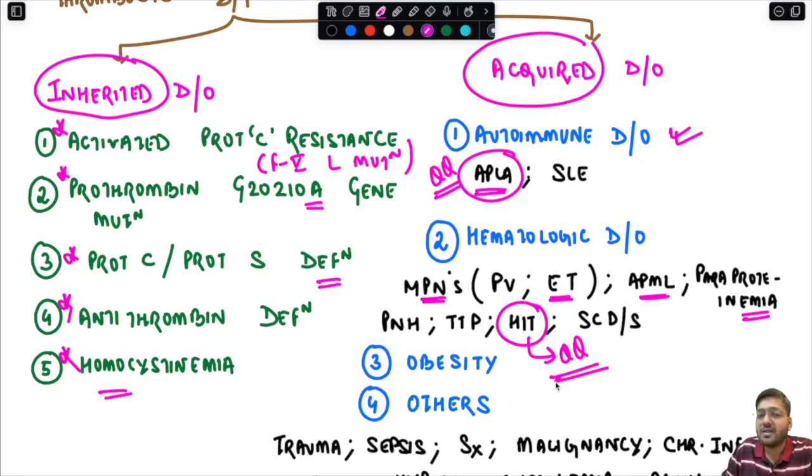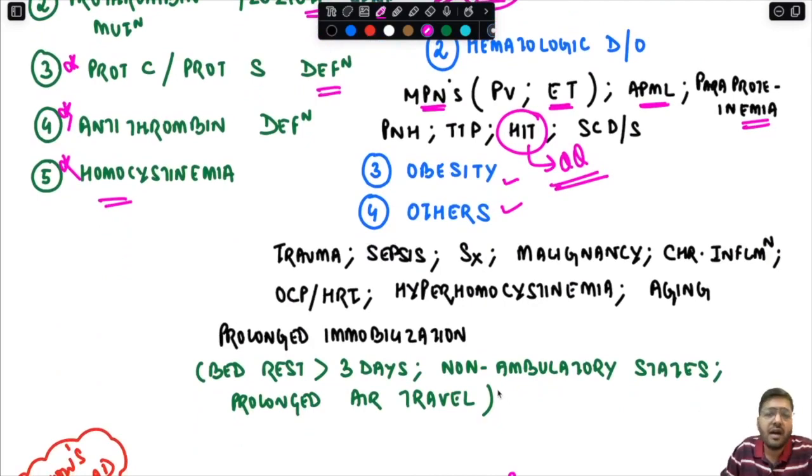Then other acquired causes include obesity, and there are other important factors like trauma, sepsis, surgery, malignancy, chronic inflammation, use of oral contraceptive pills or HRT, hormone replacement therapy, hyperhomocysteinemia, aging, and prolonged immobilization from any cause, for example prolonged bed rest for more than 3 days, non-ambulatory states, or prolonged air travel. So prolonged immobilization can also predispose to acquired hypercoagulability leading to thrombosis, okay.